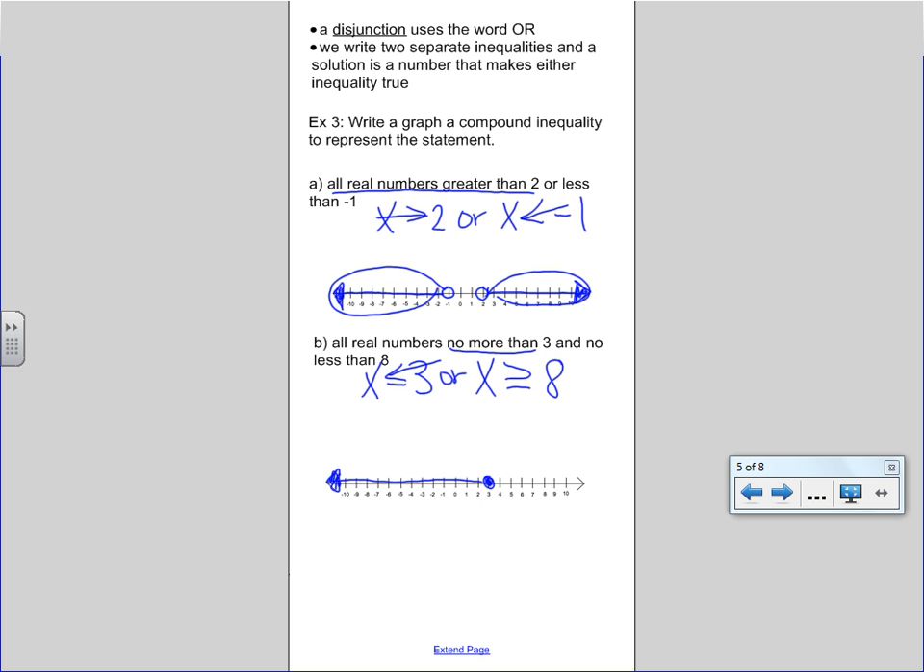On the next part, I have x, we're talking about 8, so it has an equal to, so I'm going to close in the circle at 8. Close in my point at 8. Turn that sign into an arrow, it points to the right. Final answer.